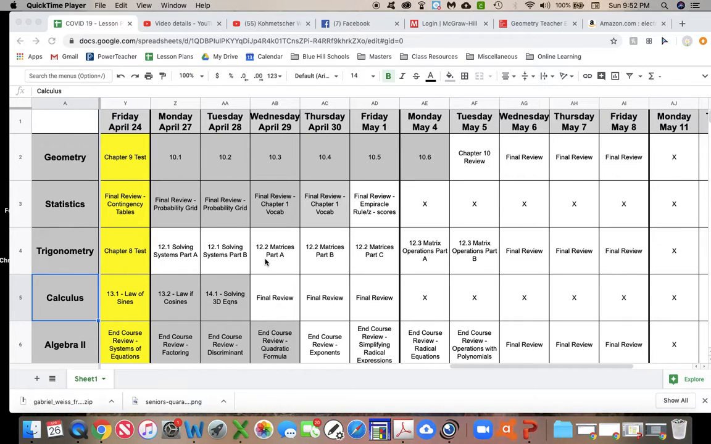The only reason I chose chapter 12 is because a couple of you had mentioned that matrices have shown up on the ACT quite a bit, and so I want to go through that with you. And with matrices and solving systems of equations, there's a really cool trick on your calculator that can help you solve systems. So I'm going to show you some cool tricks.